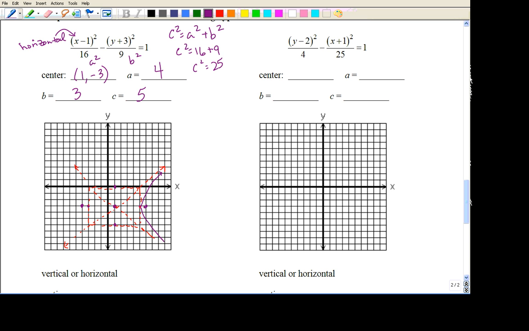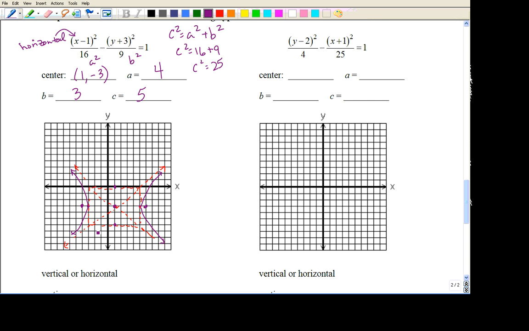So remember the vertex was sitting right there. I kind of covered it up. The foci will always be inside of the branch here. Okay, and then on the other side, the same thing.